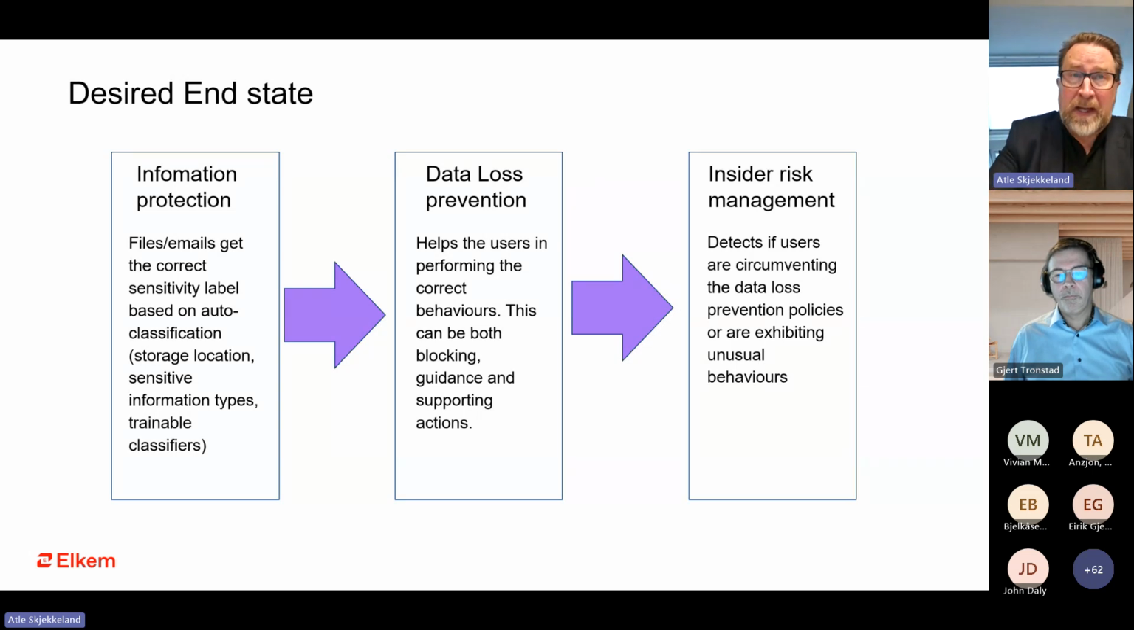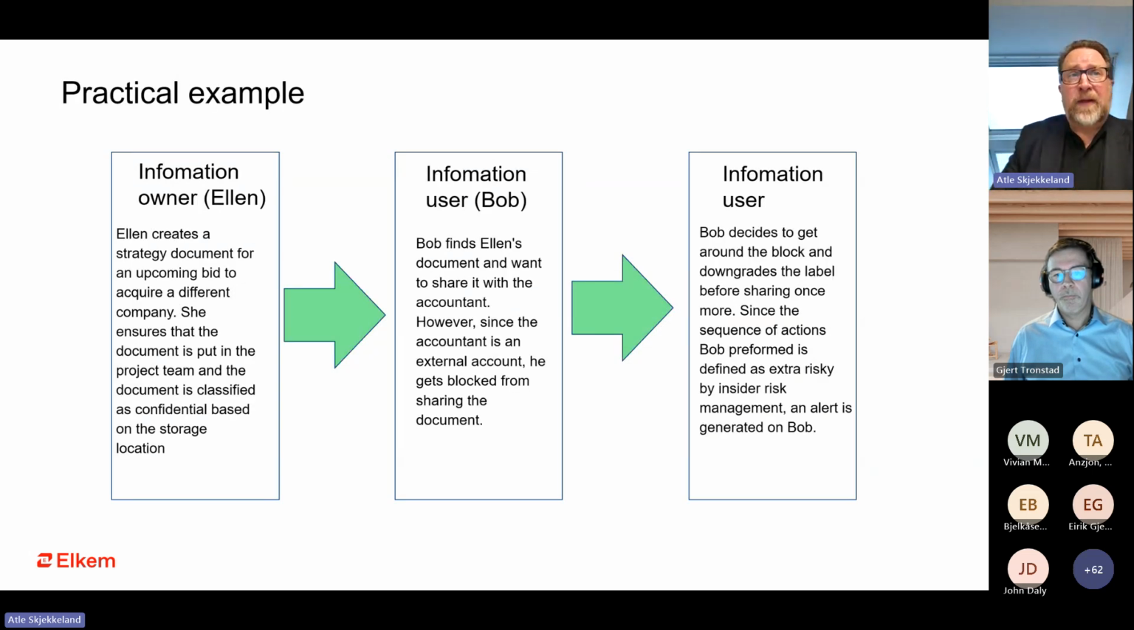A practical example of this could be Ellen creating a strategy document for an upcoming bid to acquire a different company. She puts that document in the project team, and the document is automatically labeled and classified as confidential based on the storage location. But then you have Bob. He finds Ellen's document that's confidential and wants to share it with the accountant. But in this example, that is blocked. Bob then, over on the right, decides to go around the block by downgrading the label and is then able to share it externally. So Bob's behavior is defined as extra risky by insider risk management, and an alert is generated for Bob.